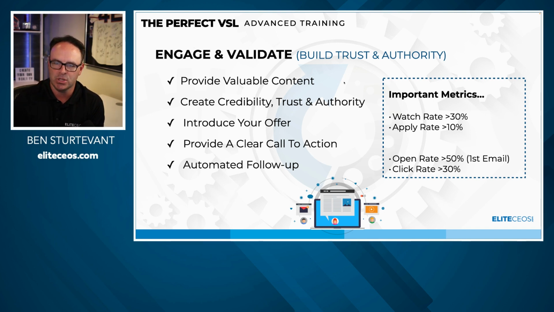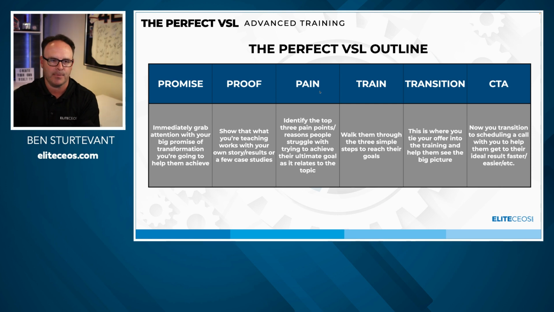So what I would do is you can create an outline, right? And create a structure to kind of bullet the concepts out, and that's definitely something that I'm going to help you with. Okay, so the perfect VSL outline. These are the touch points that you're going to want to hit on. You're going to make a promise. You're going to provide some proof. You're going to touch on pain. You're going to train. You're going to transition, and you're going to give a call to action.